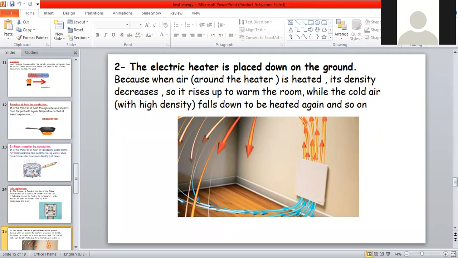The hot air, which has less density, rises up. The cold air with high density falls down to be heated again.